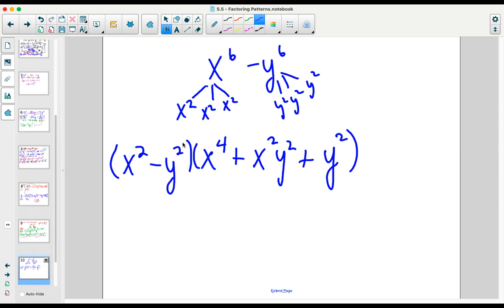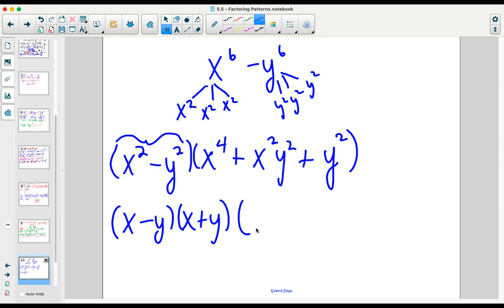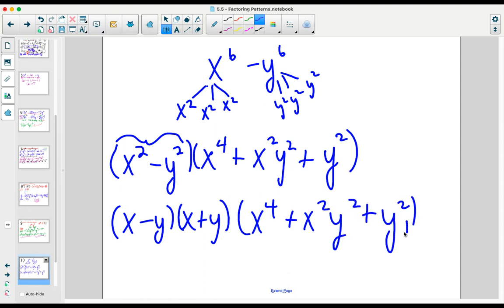But popping out of there is this binomial right here, which can also be treated as a difference of squares. So we can go one step farther and say x minus y, x plus y, followed by that trinomial that came out of the difference of cubes. We can't go any farther on this one for the exact same reason that we couldn't go farther on the previous example, and we definitely can't go farther here.